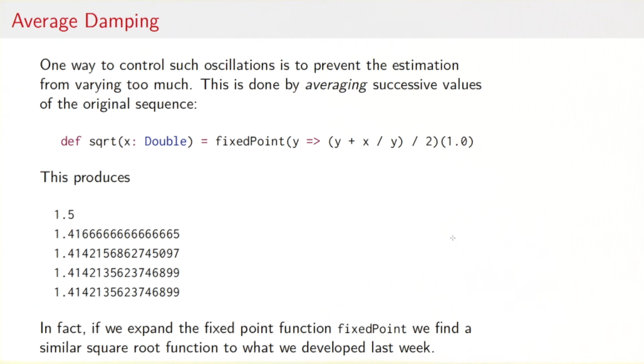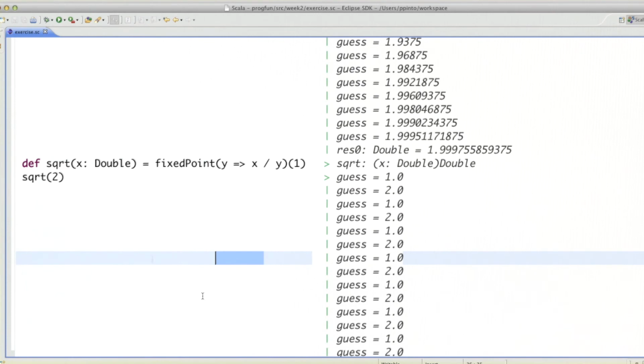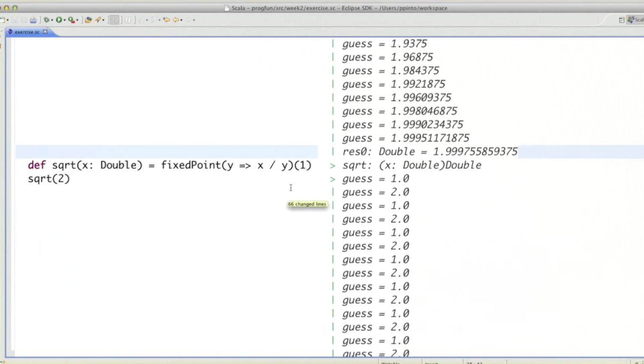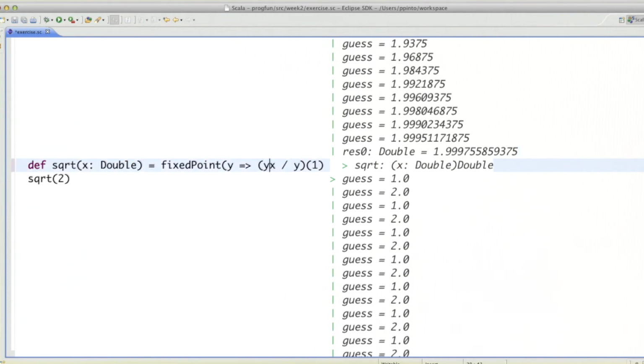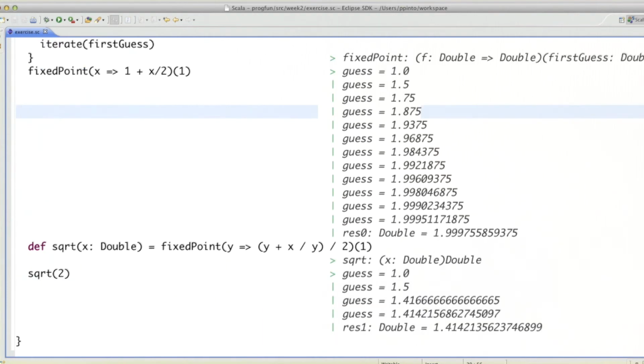So let's try that. So what we want to do is, instead of saying x over y, we want to take the average of the two values. So that would be y plus x over y divided by 2. And we get back to the square root functions that we've seen in the first week.